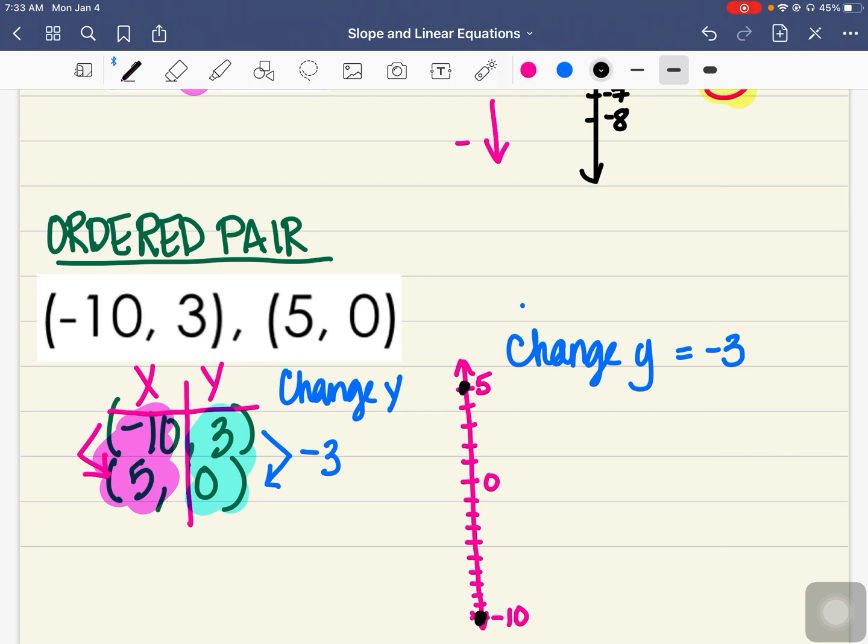up here? So I know it's going to be positive because I have to move up, right? I have to move up, so it's positive. So it's going to be positive. But how many spaces is that?